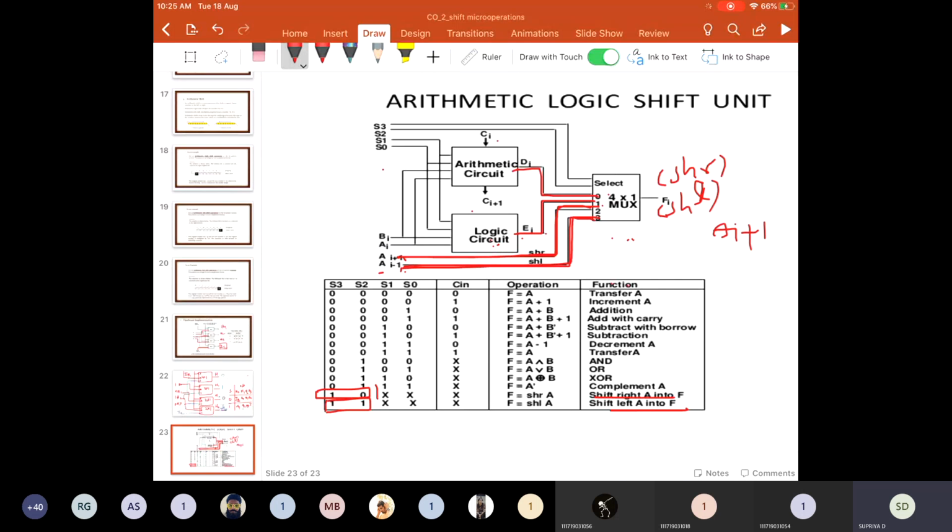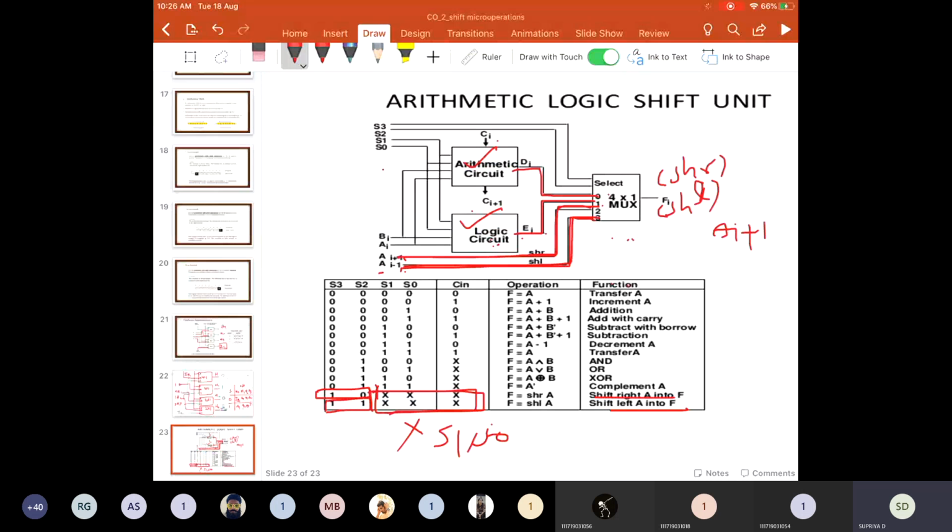For these shift operations, there is no use of these multiplexers, whatever you are using here and here. That is why I'm denoting with X. S1 and S0 are not involved in the shift operations. That is why we are writing X, X and X. In this way, using this single circuit, you can perform all the arithmetic, logic and shift operations. This is the arithmetic logic shift unit. Is it clear? Arithmetic operations, logic operations and shift operations.